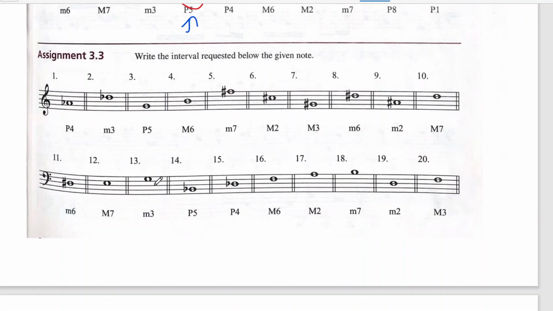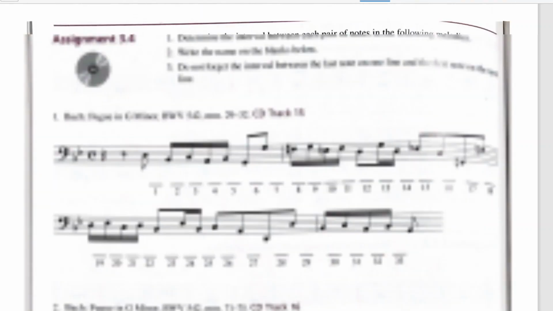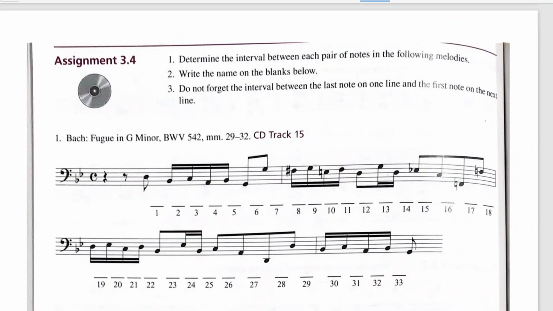Just in case. Assignment 3.3. Is this needed? I think we skipped this one. No, we don't skip this one. 3.4. We skip 3.4. Okay, got it. Oh, that makes sense. Okay.